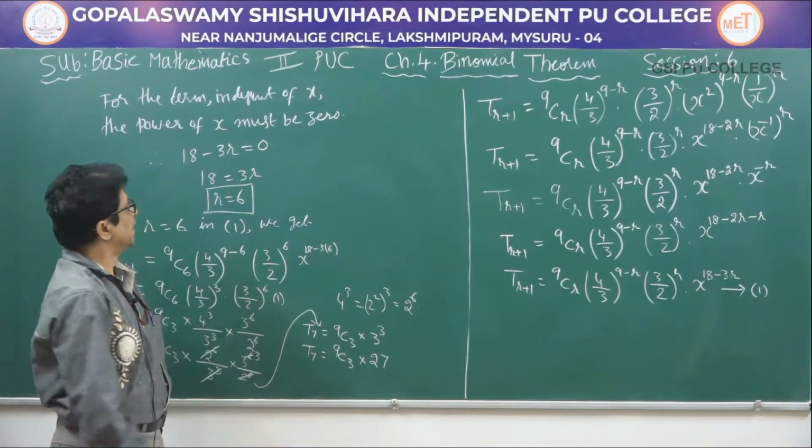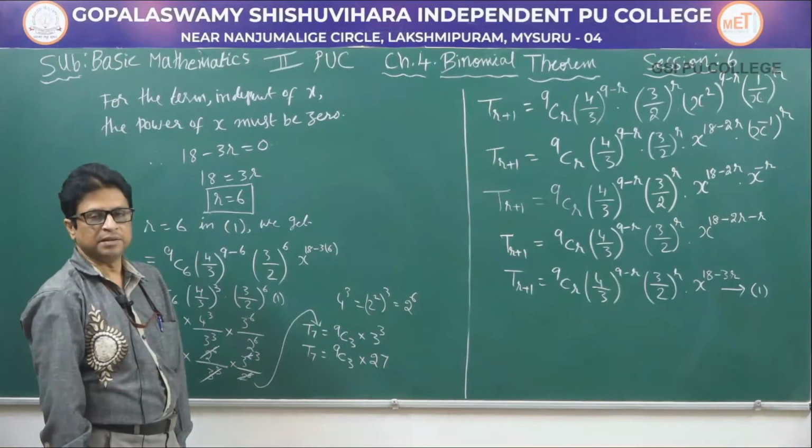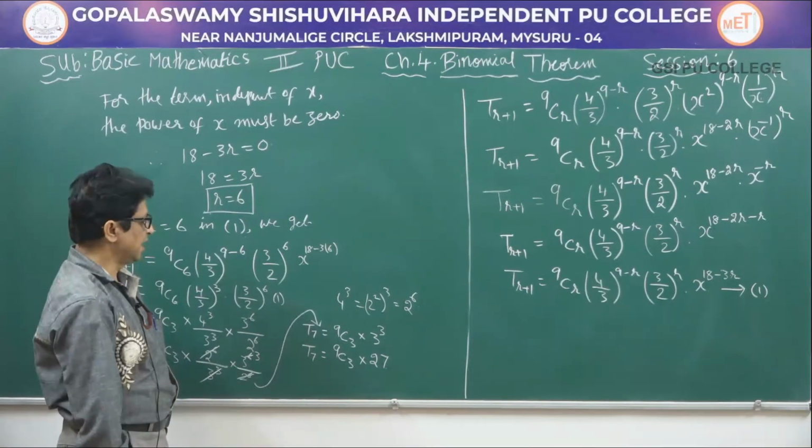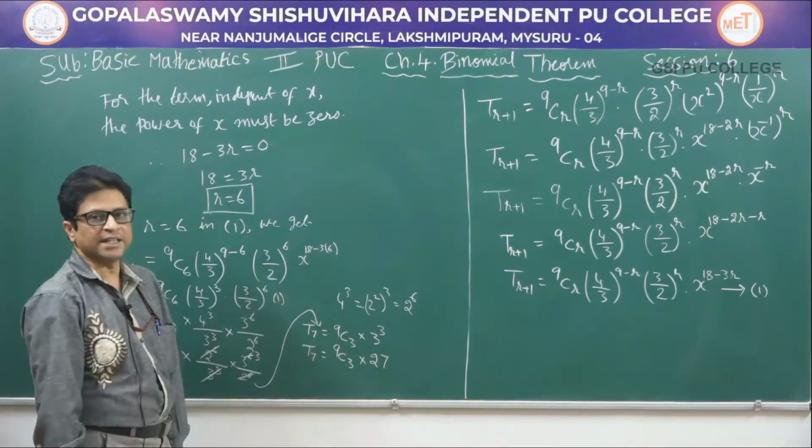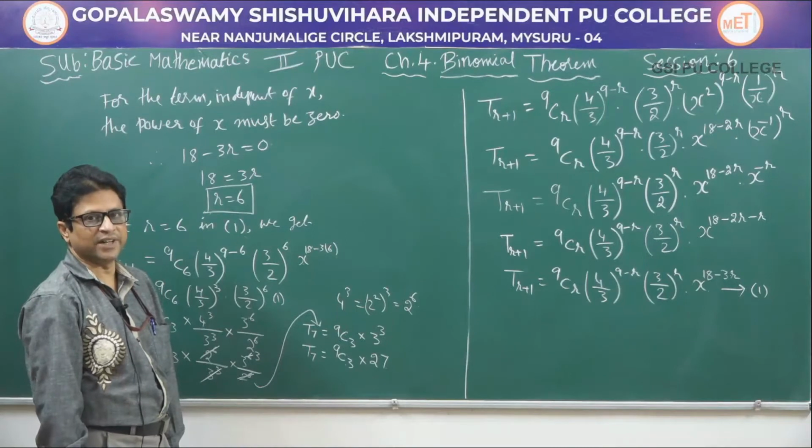Therefore, in the given expansion, the term independent of x is the 7th term whose value is 9C3 into 27.